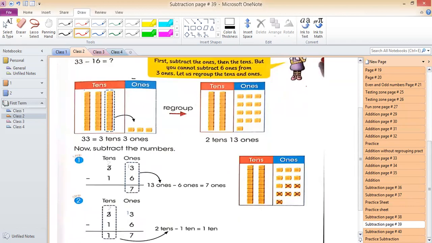So the method is the same, guys. You will write tens, ones. In 33, there are 3 tens, 3 ones. In 16, there is 1 ten and 6 ones. Now you need to subtract. So, you have to start subtracting by ones. So 3 ones minus 6 ones. What you have to do, you have to minus 6 ones from 3 ones.